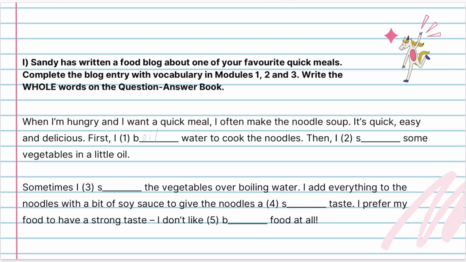Okay? And the second blank, then some vegetables in a little oil. So this is the second blank. So the word is about cooking vegetables. We use a little oil. So please think about it. What action do we call when we cook food with a little oil? Yes, it is stir fry.